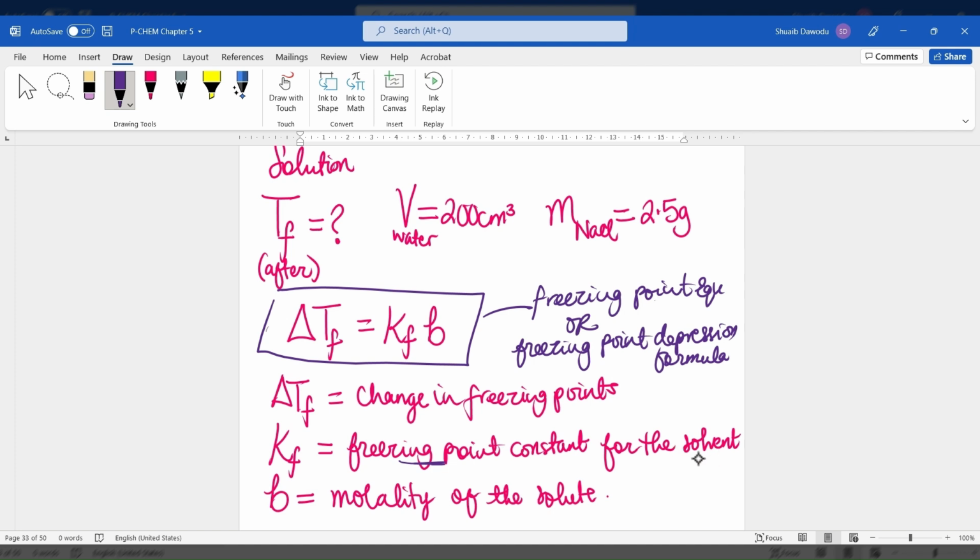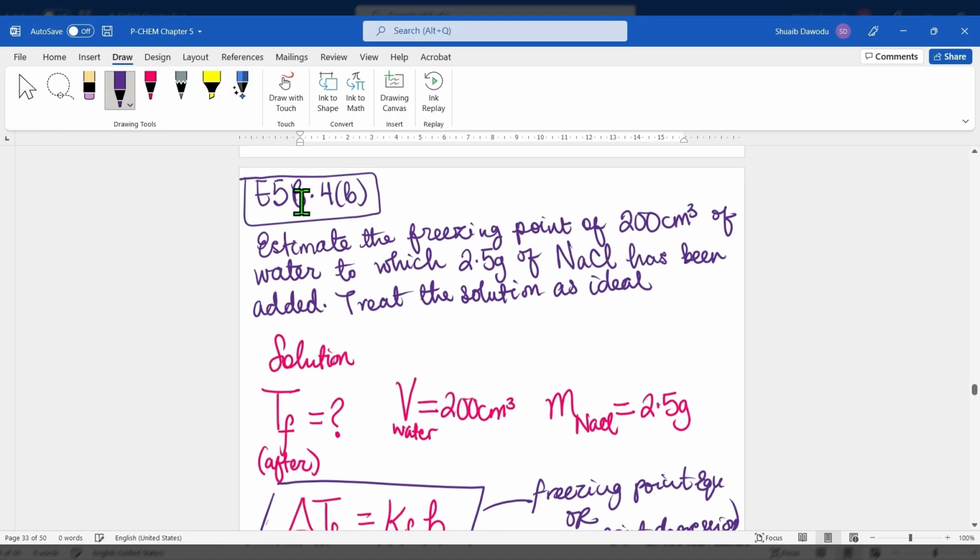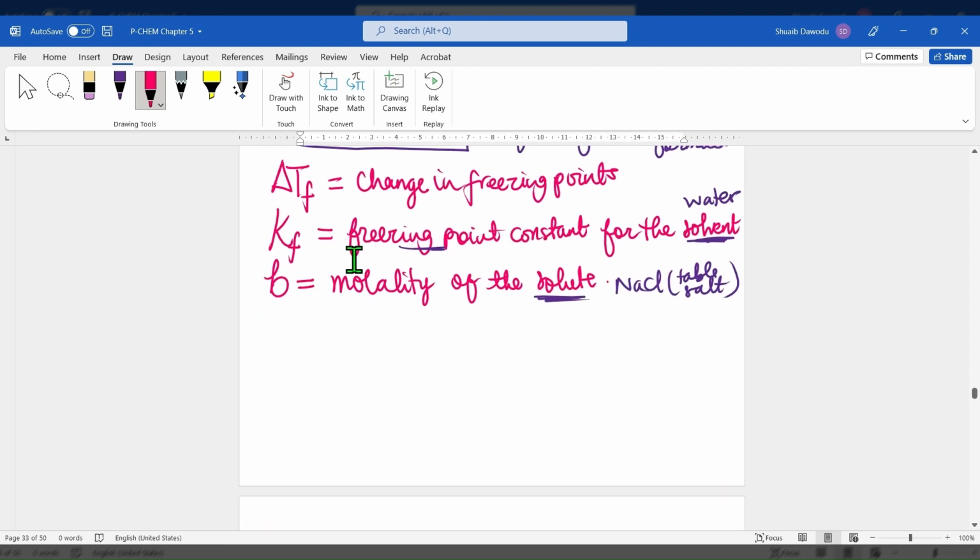And in this case, our solvent is water, and our solute is NaCl, also known as table salt. Let me rewrite it up here again. We have NaCl as the solute, because this is very important as we work, and water as the solvent. So that is the next thing we have to do. Now I've explained ΔT_F and K_F. The last thing we have to explain is the molality.